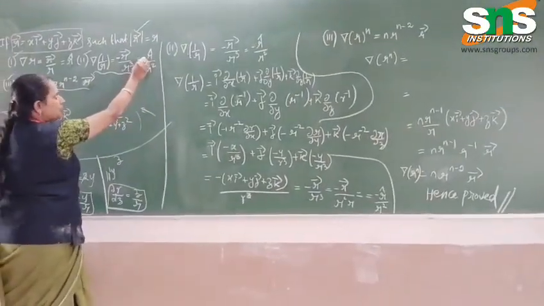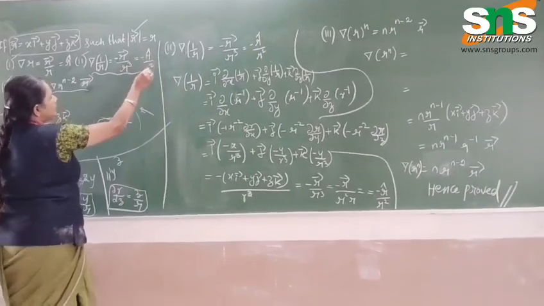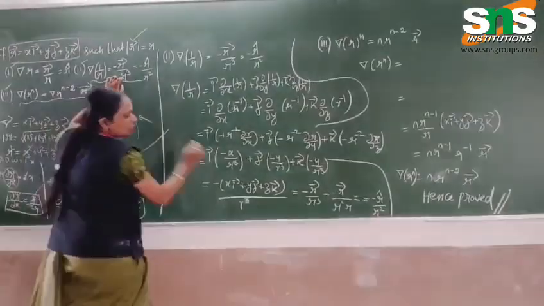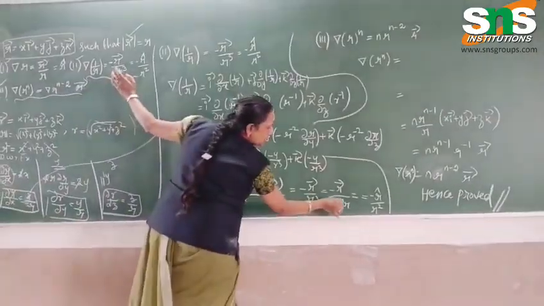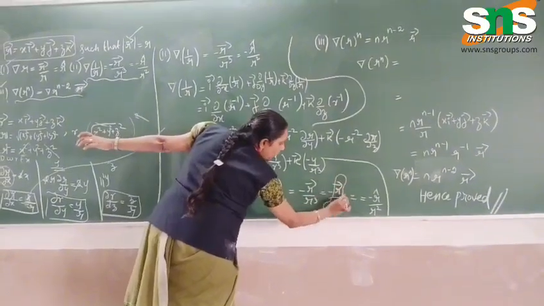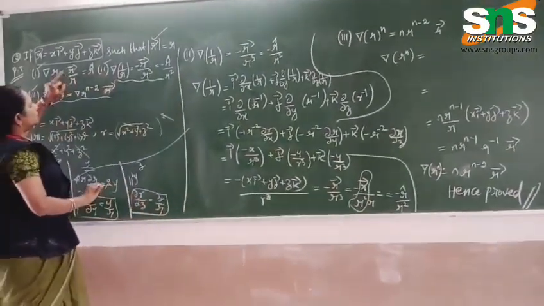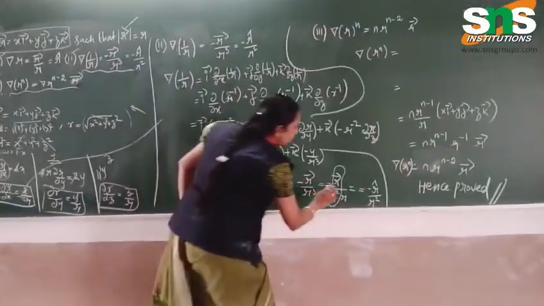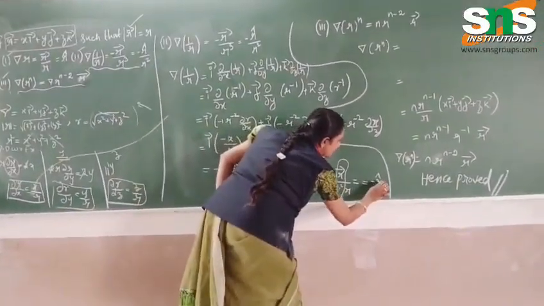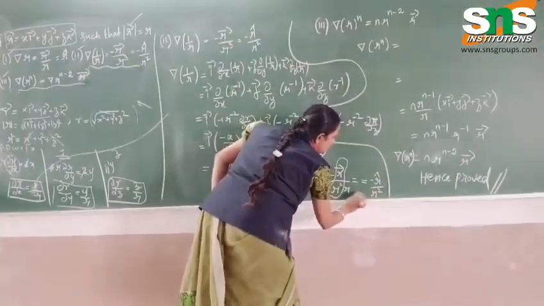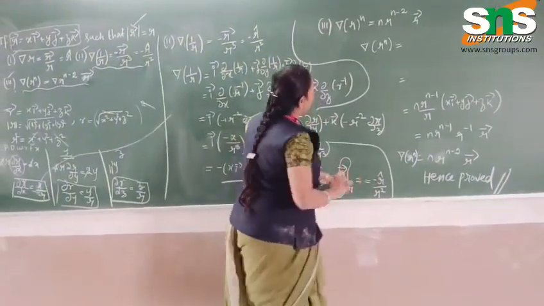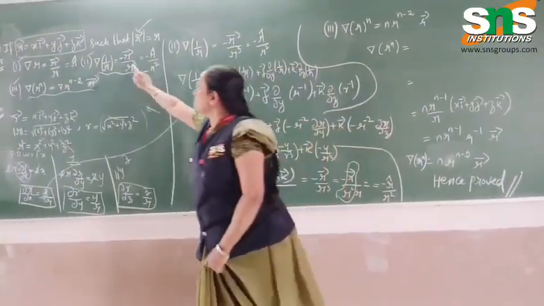Then we have to simplify r cap divided by r square. In this r cube, we write r square into r. So here r vector divided by r square value, what is that? r cap. So here we have minus r cap divided by r square. So this is the second one.